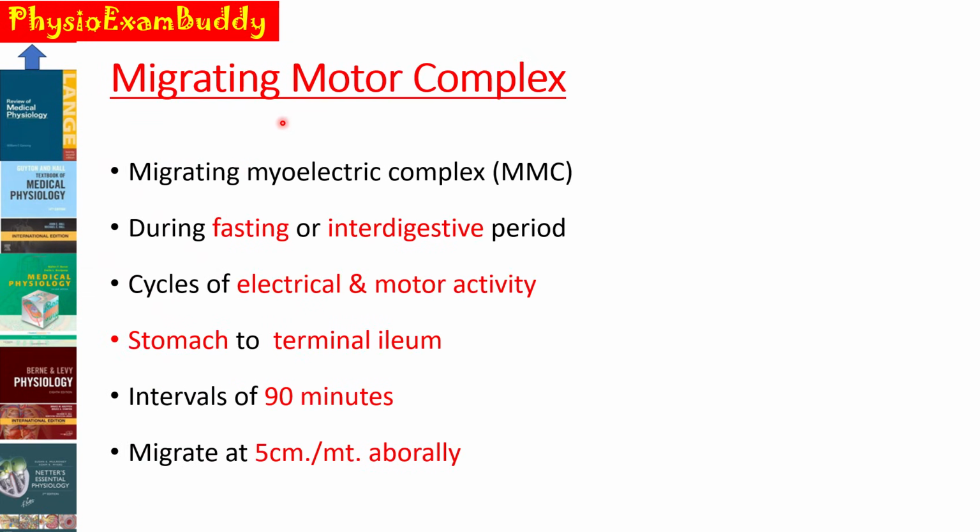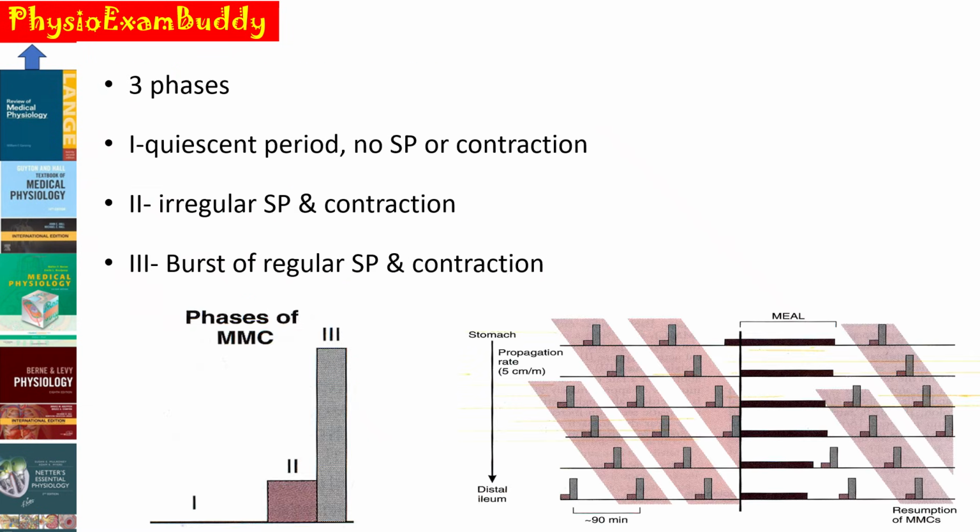First, the movement occurring in the interdigestive period, that is, in between the meals. The main movement is the migratory motor complex, which is also known as the migrating myoelectric complex. It occurs during the fasting or interdigestive period, and it includes mainly cycles of both electrical activity as well as motor activity, starting from the stomach to the terminal ileum. This movement is not at all continuous. It occurs at intervals of 90 minutes and migrates at a rate of 5 centimeters per minute aborally.